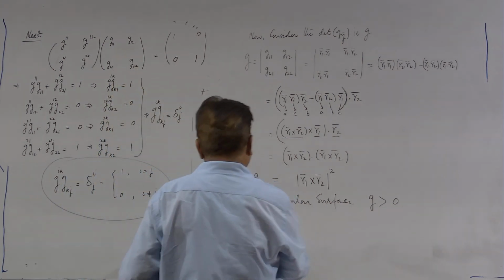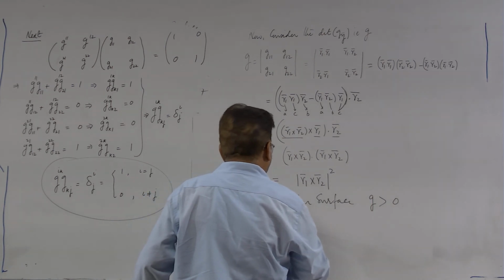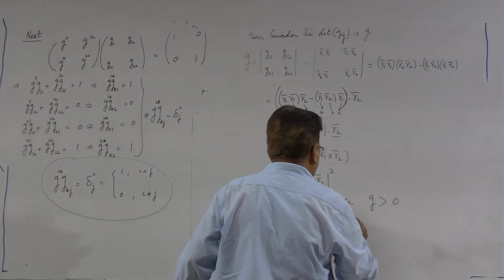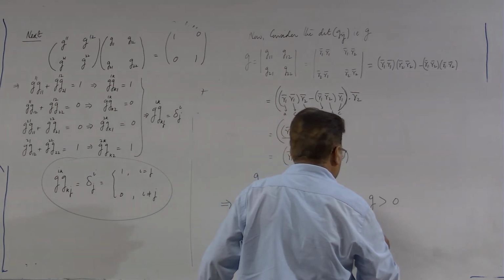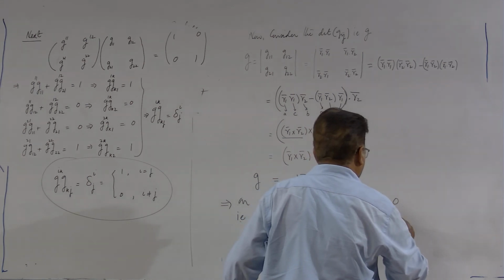That is, on a regular surface, the matrix Gij is non-singular.